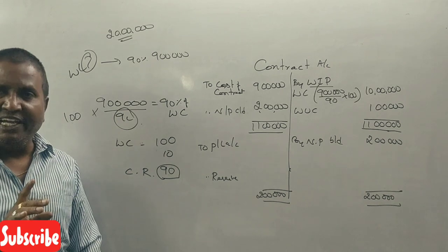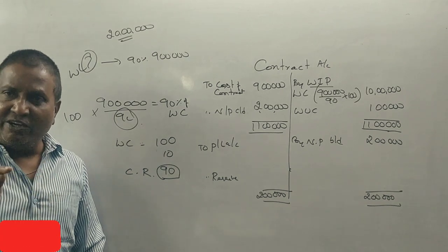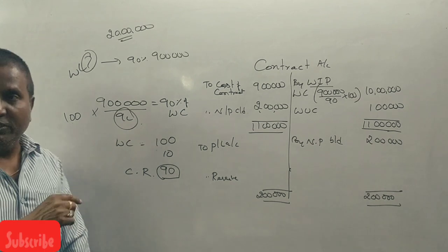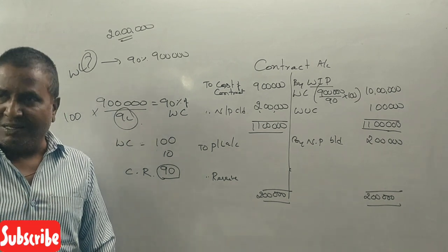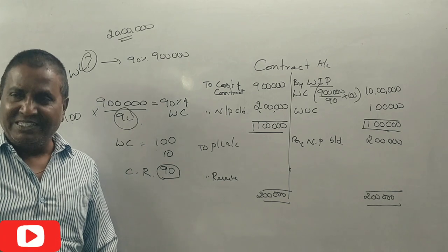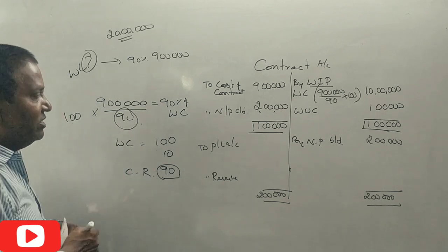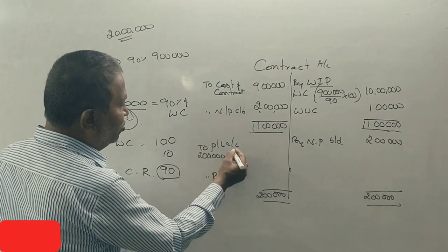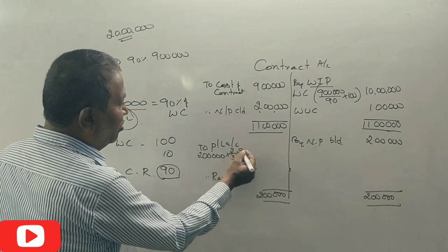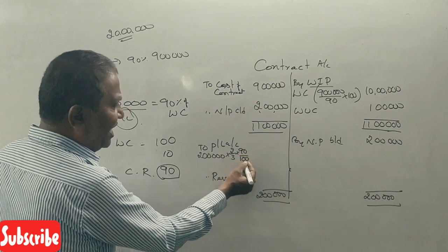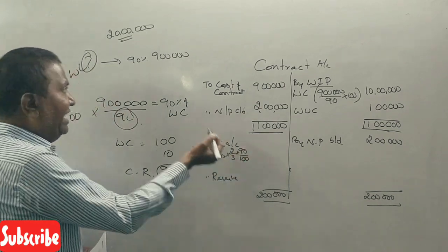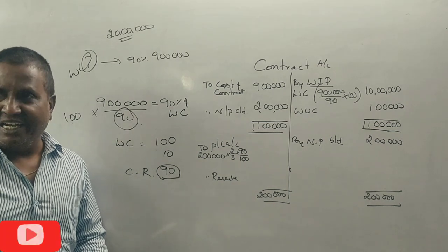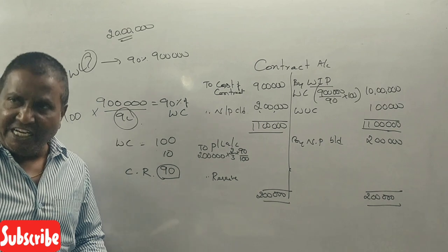Third rule, what was it saying? 2/3, more than or equal to 50% and less than 90%. Correct? Third rule, what is it? More than or equal to 50%, less than 90%. Right? 2/3. That means we transfer 2 lakh rupees into 2/3 into 90/100. Because if 100 rupees is the work certified, 90 is the cash received here. Correct? If 100 rupees of work is complete, 90% cash has been received.